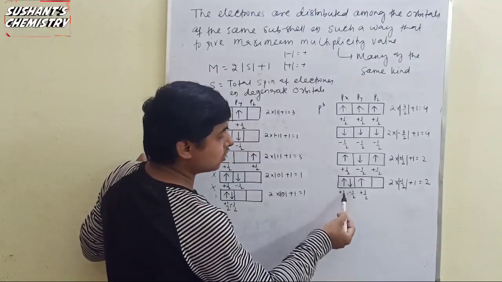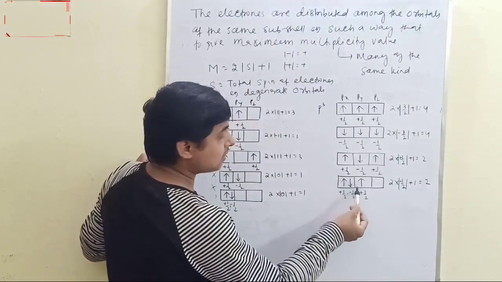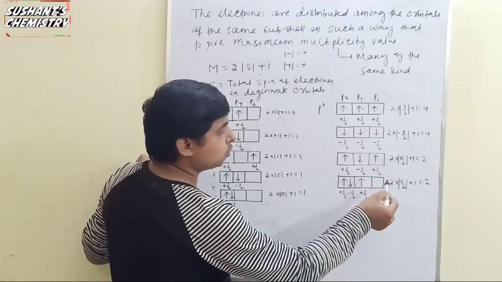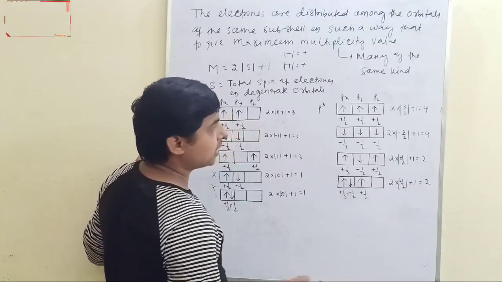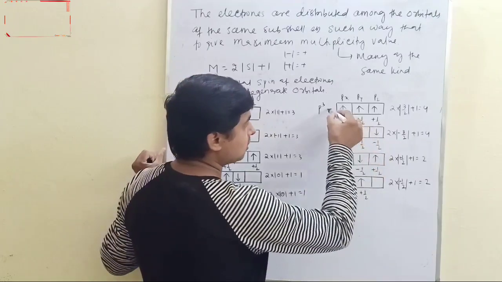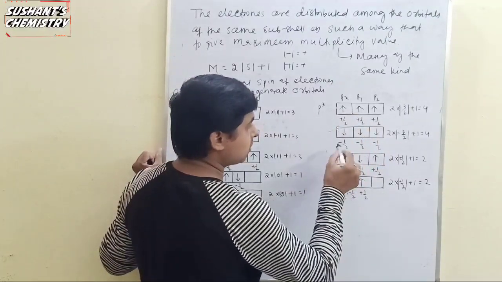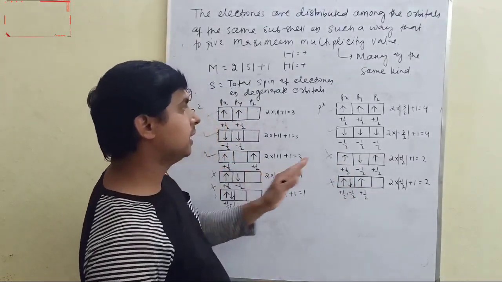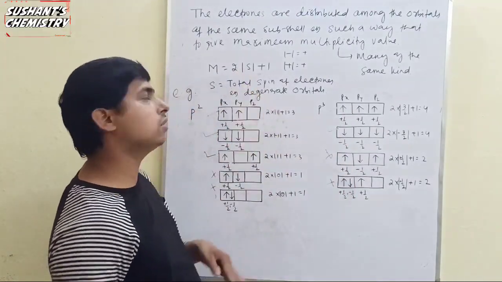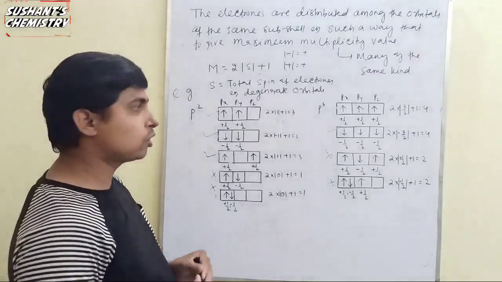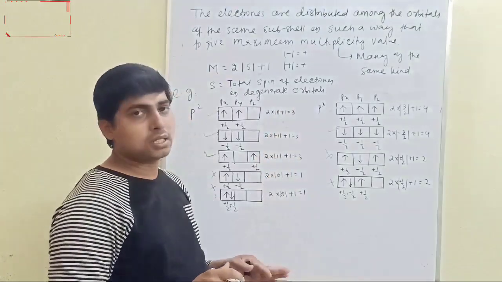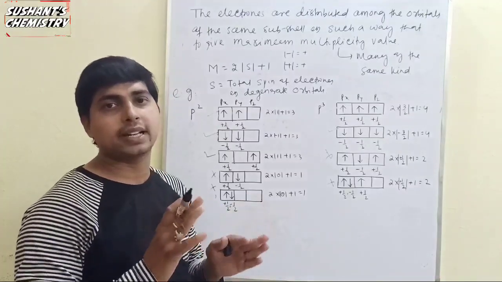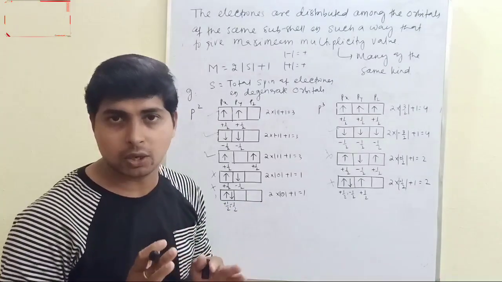Similarly, for this electron plus half, for this electron minus half, for this electron plus half. This spin cancels each other, 2 into plus half plus 1, 2. That means this configuration and this configuration are possible, this and this are not possible, because this configuration gives the maximum value of A. So you conclude that the arrangement which gives the maximum value of A is the correct arrangement. I hope you are understanding well.